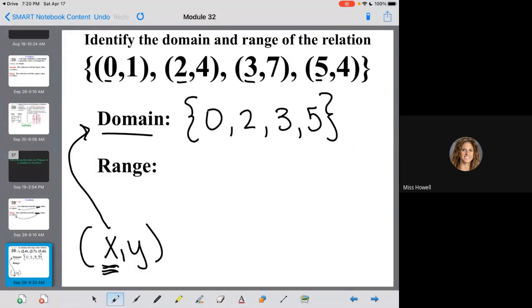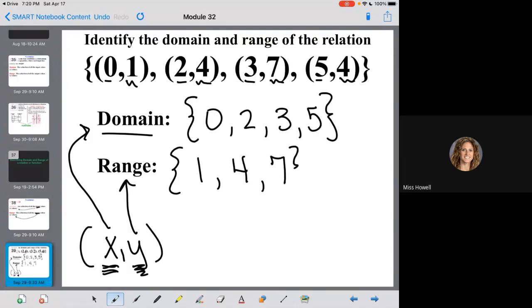All right, the range is your y values or what's second in your ordered pairs. So when we look through here, a 1, a 4, a 7, and a 4, I don't need to repeat numbers. I'm just listing anything that lands in the range. So 1 is part of the range, 4 is part of the range, and 7. And then I need to finish my curly bracket.